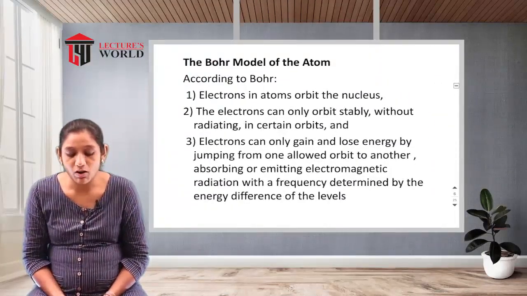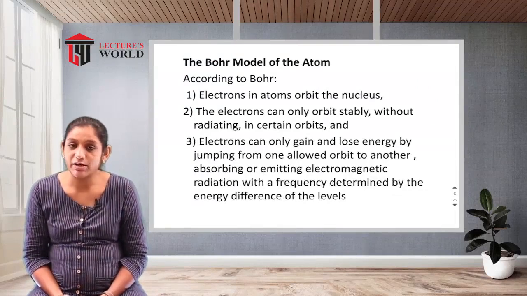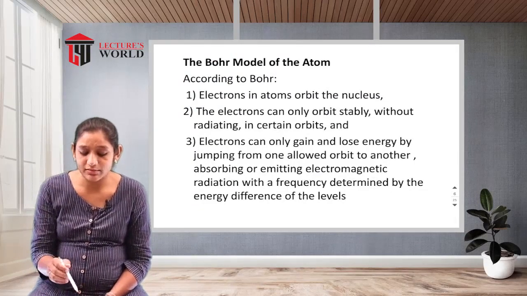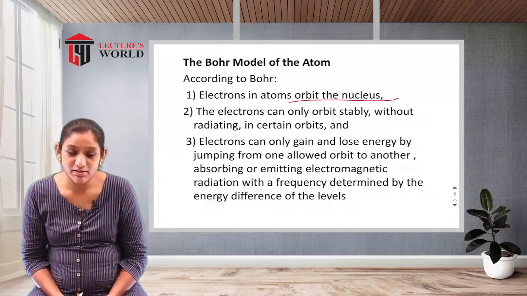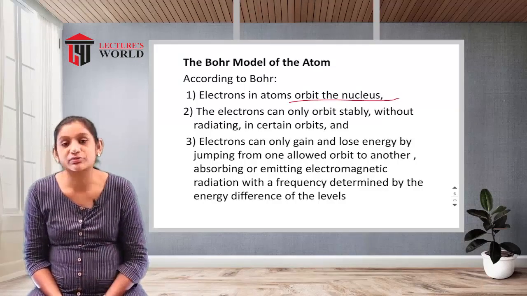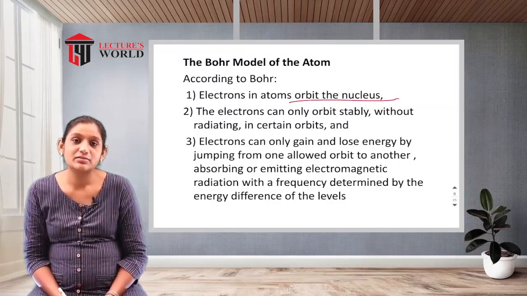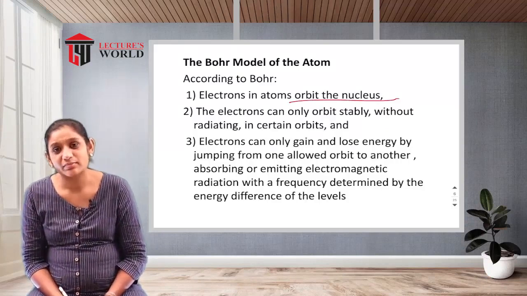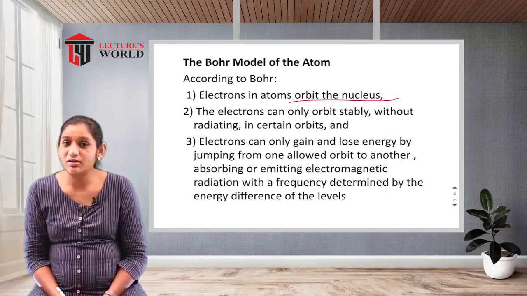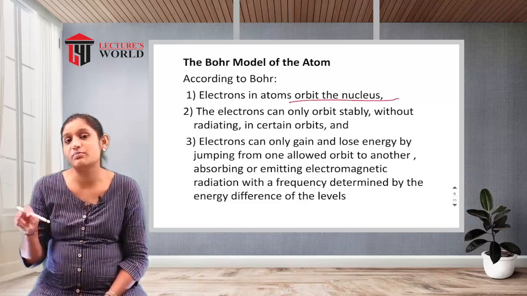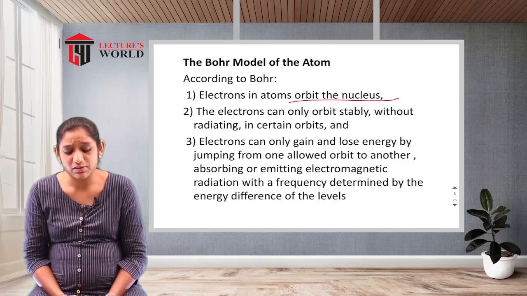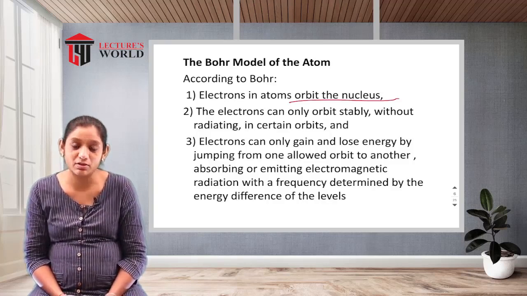Next one, the Bohr model of the atom. According to Bohr, first, electrons in atoms orbit the nucleus, meaning the electrons move in layers around the nucleus. In the nucleus there are protons and neutrons; the neutrons have no charge, but the protons have a positive charge. Around the orbit only the electrons move in that layer, and they have a negative charge. This model was proposed by the scientist Bohr.